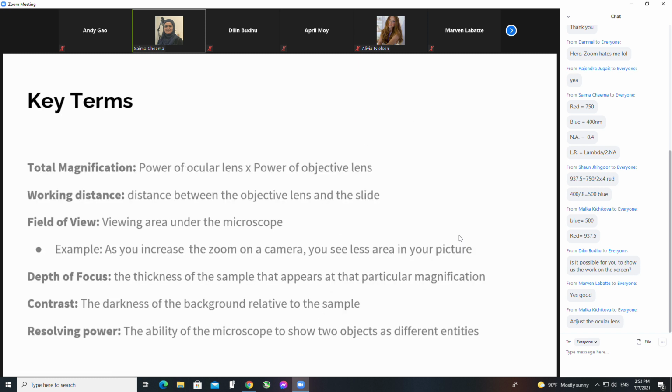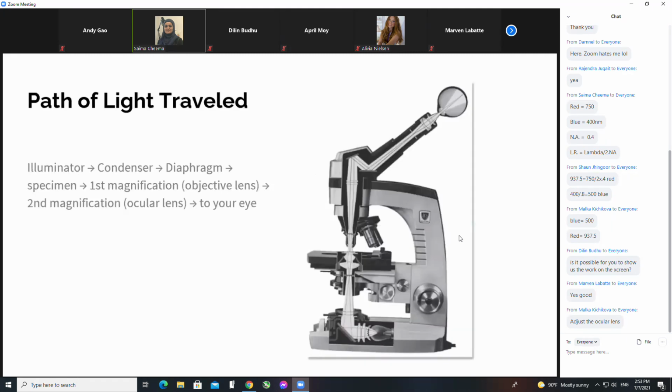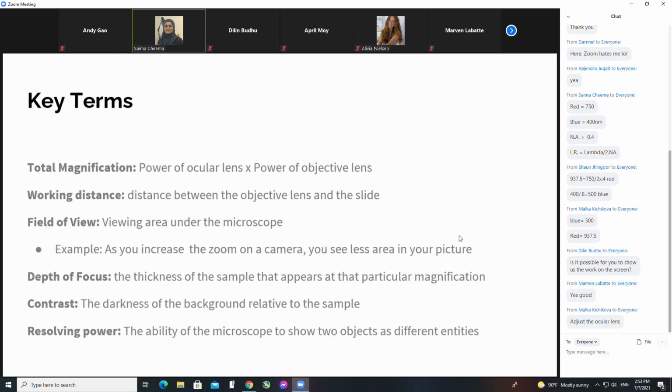Okay, and so in terms of these, working distance essentially is the distance between the objective lens and the slide itself, and as you swing in higher and higher objective lenses, they are going to reduce the working distance. So you're going to have to be very careful even when you're using the fine focus knob, because it can actually still crack the slide, as even if it's moving very incrementally, it can still damage it.